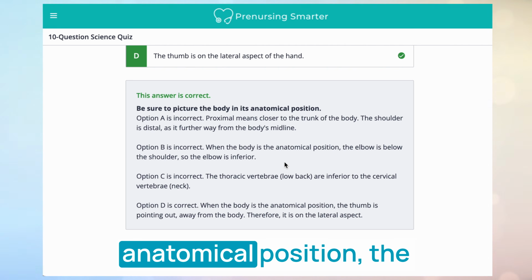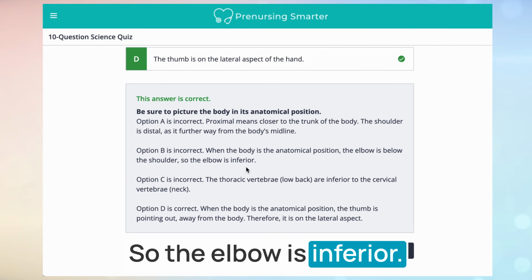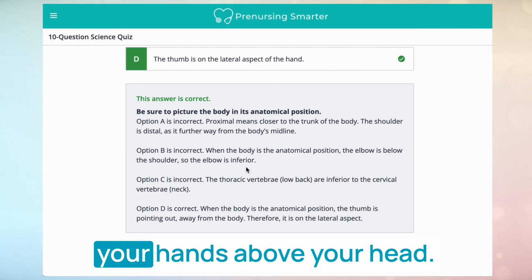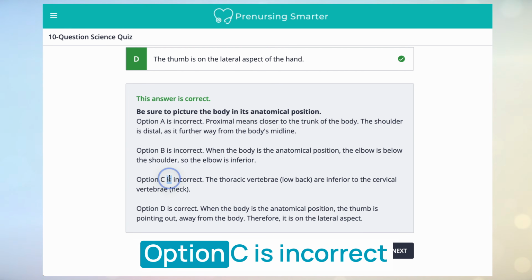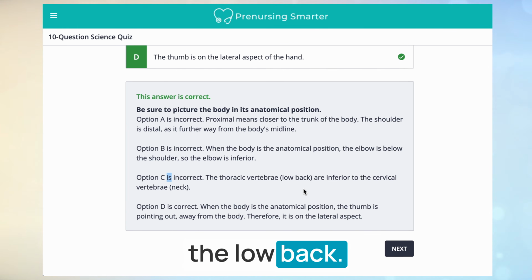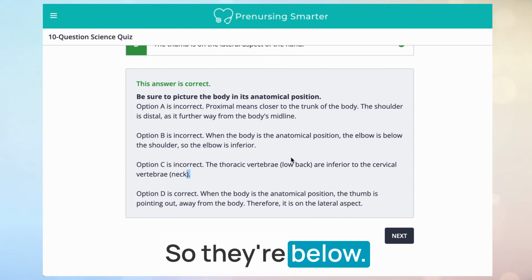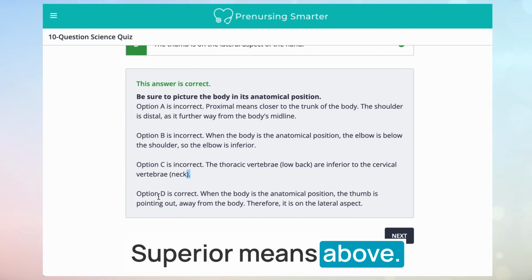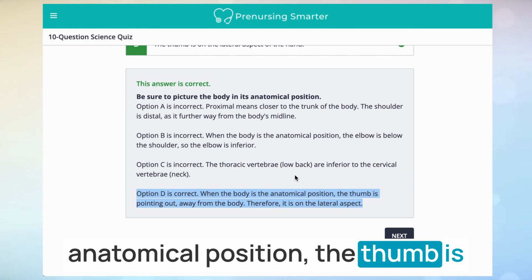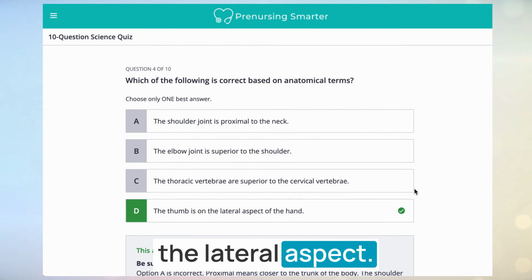When the body is in anatomical position, the elbow is below the shoulder, so the elbow is inferior. Again, picture the body in anatomic position, not with your hands above your head. Option C is incorrect because the thoracic back, the low back, these vertebrae are inferior to the cervical vertebrae in the neck, so they're below. Superior means above. Option D is correct. When the body is in the anatomical position, the thumb is pointing out away from the body. Therefore, it is on the lateral aspect.